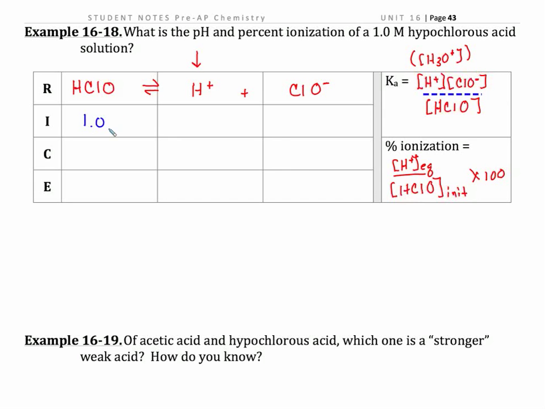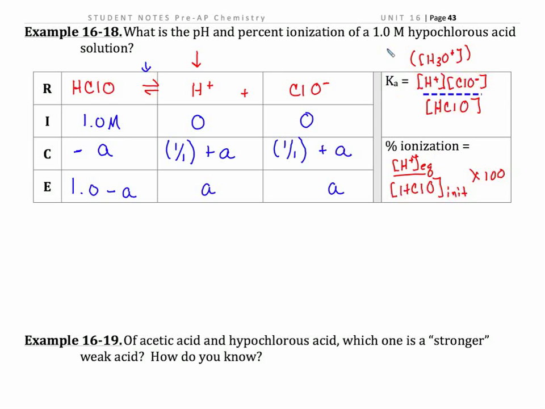Now I have a 1.0 molar solution. Initially, there are no other sources of H+ or ClO- other than the equilibrium we're dealing with. Now, if this was a stoichiometry, I would lose all of this 1.0, but it's not. I'm going to lose an unknown amount, minus A. Since it's a 1-to-1 mole ratio, I'm going to gain A. And again, it's a 1-to-1, and I'm going to quit doing that because this whole section is 1-to-1. So then I get 1.0 minus A, and A.